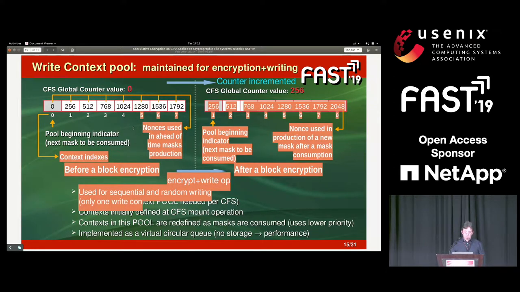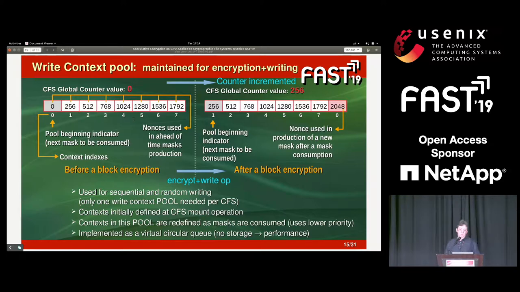So first, we define this context, the write context pool, which is maintained for encryption writing. This is used for sequential and for random writing, and there's only one pool needed for the whole CFS volume. The context of this pool is initially defined at the mount operation, and the contexts are redefined as masks are consumed or as portions of data blocks are written or rewritten. This is implemented as a virtual circular queue, and there's no storage needed.